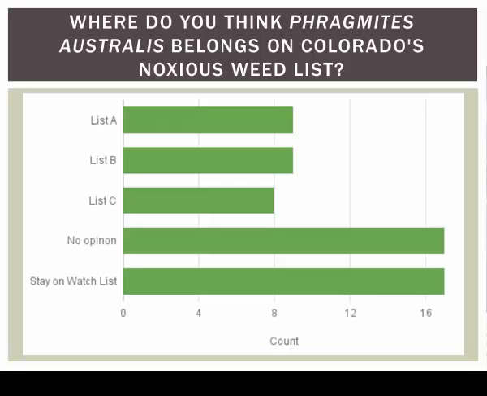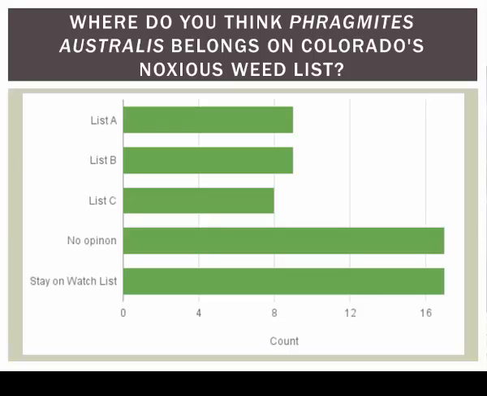Okay, and then this was kind of just all over the place. This question, where do you think Phragmites belong on Colorado's noxious weed list? So, as Fred kind of mentioned, list A is the list where if you find it, you have to eradicate it. List B is more of a county-by-county decision on whether you want to try to eradicate that species or whether it's too far gone and you just want to suppress it.